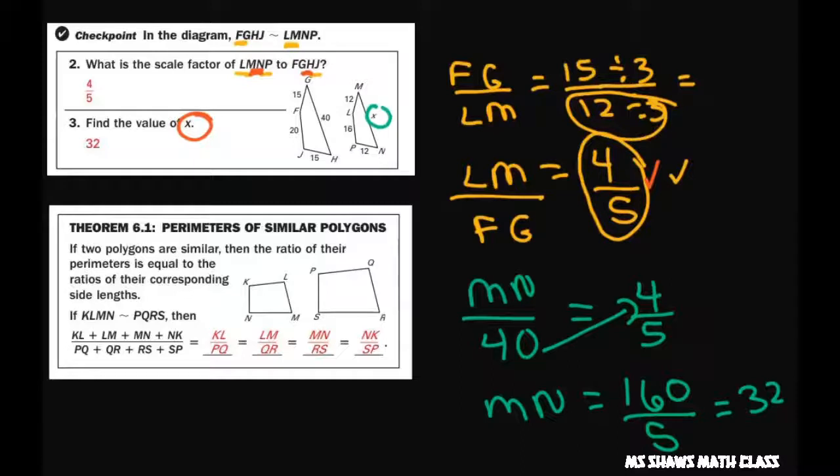Now here's a theorem we have. If two polygons are similar, then the ratio of the perimeters is also equal. So if these two polygons are similar, then you can just add up the side lengths, and the corresponding side lengths will equal. All right, so we'll do an example of that.